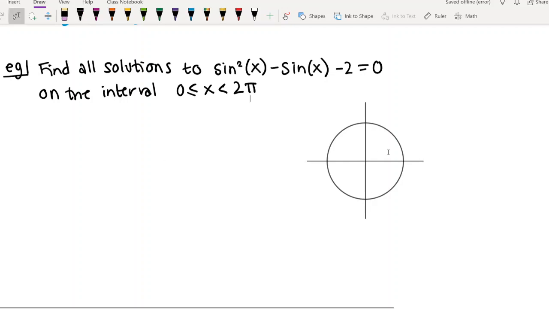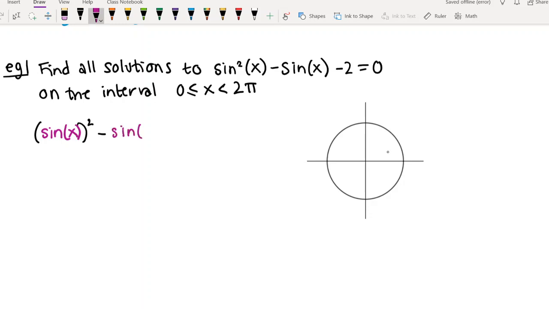Okay, so just like we did with the other one, let's start by rewriting sine squared of x as sine of x squared, just to really emphasize the format of this equation. So the format of this equation is that we have sine of x squared, so something squared, minus that same item, minus a number is equal to 0.